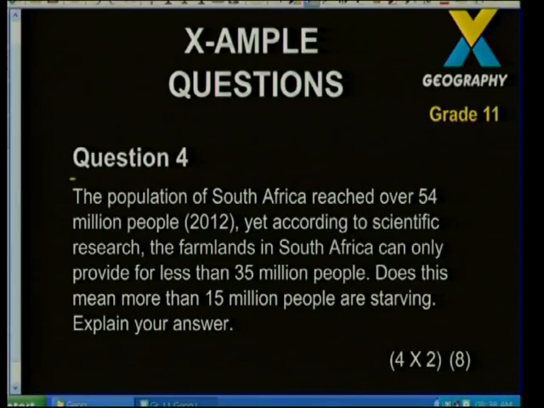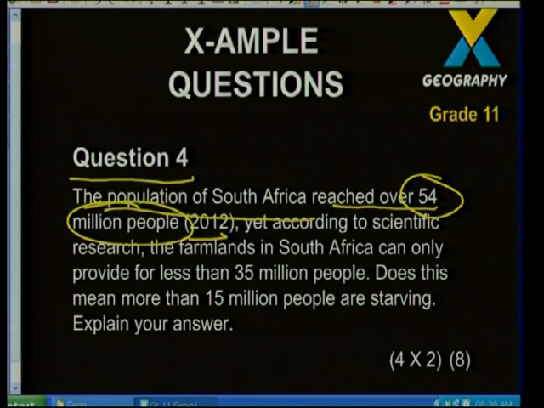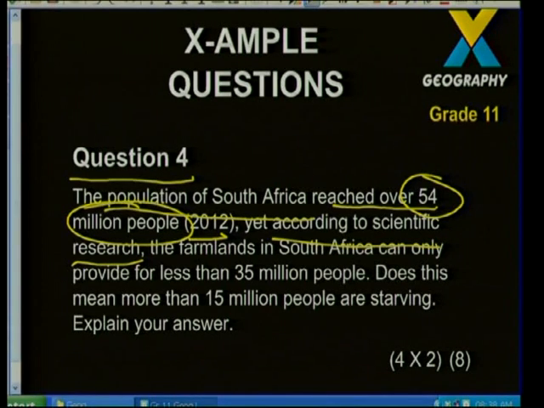Let's look at a typical type of question that you can experience in this section. Question 4. The population of South Africa reached over 54 million people in 2012. Remember, in 2012, we conducted a national census, and the amount of people living in our country is projected at 54 million people. Yet, according to scientific research, the farmlands in South Africa can only provide for less than 35 million. As we've discussed, there's only 12 to 13% of the land being used to perform agricultural activities, which means that as the population grows, the amount of agricultural activities needs to be increasing. Is it increasing? No.